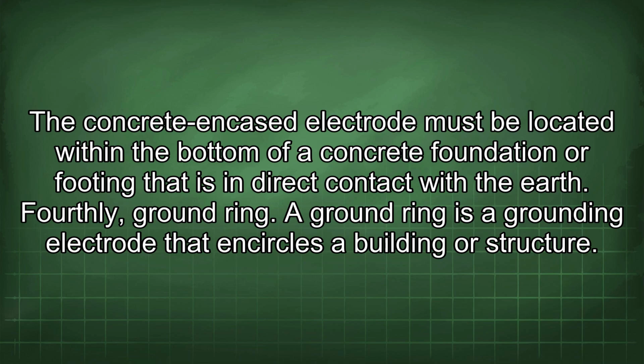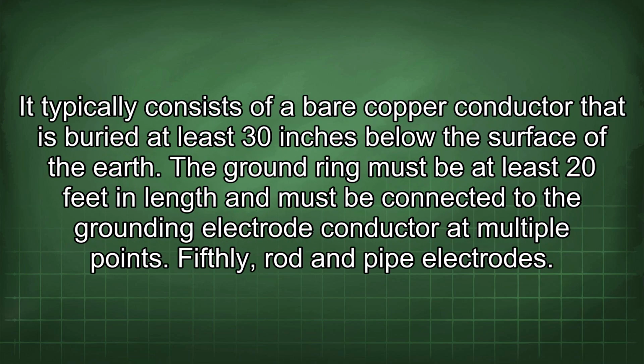Fourthly, ground ring. A ground ring is a grounding electrode that encircles a building or structure. It typically consists of a bare copper conductor that is buried at least 30 inches below the surface of the earth. The ground ring must be at least 20 feet in length and must be connected to the grounding electrode conductor at multiple points.